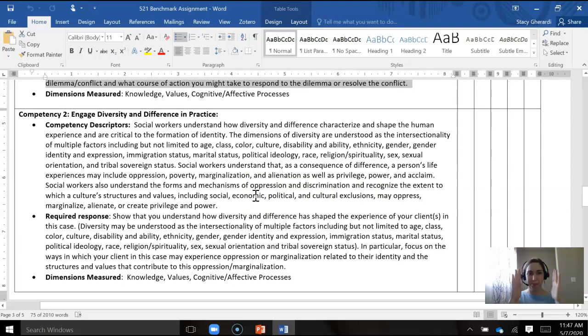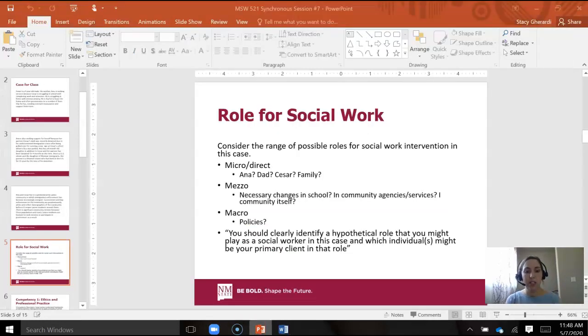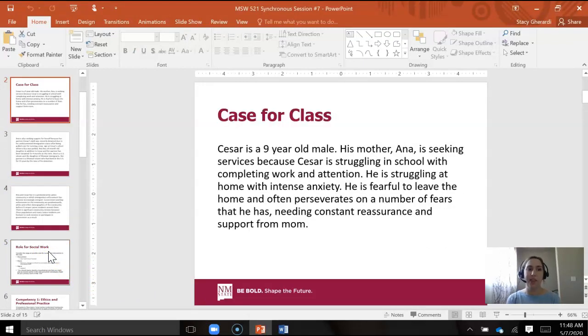So if you chose, I'm going to be the school social worker, that's the way you're going to think about all of these different things. If you chose being a community social worker and working perhaps with an immigrant community in this area, that's the lens through which you're going to understand each of these prompts and each of these sections. So let's use a different case to walk through what that might look like.